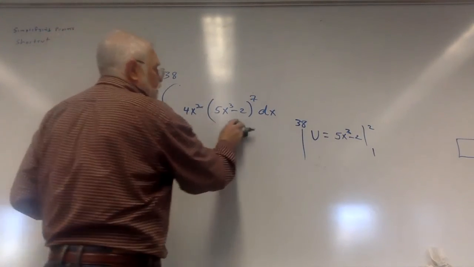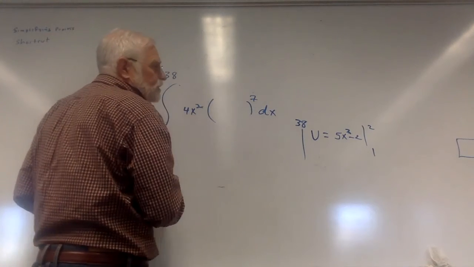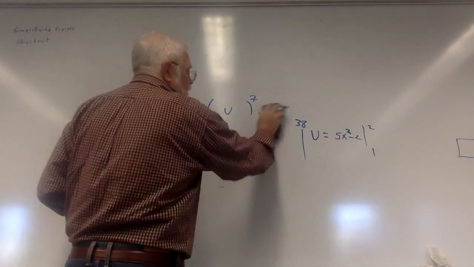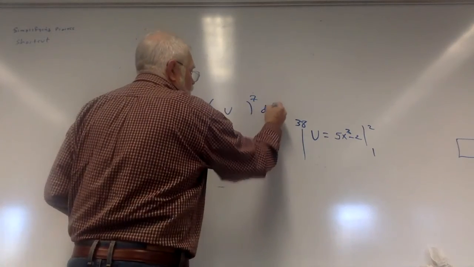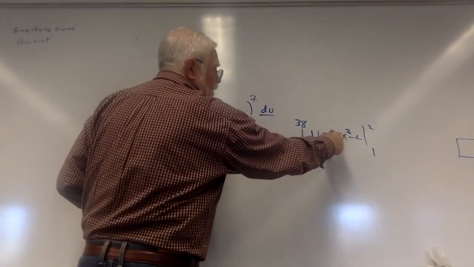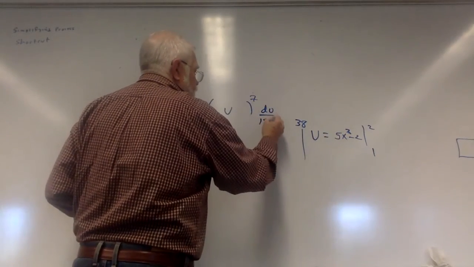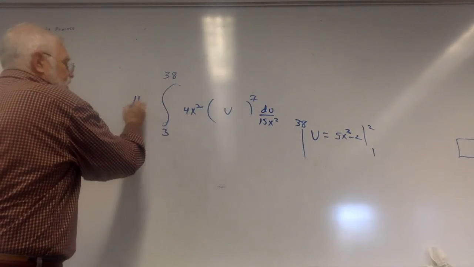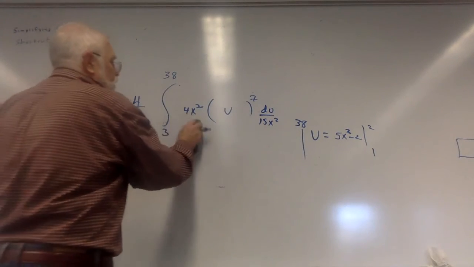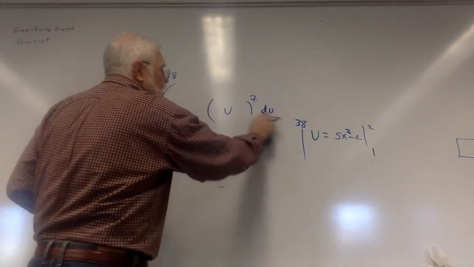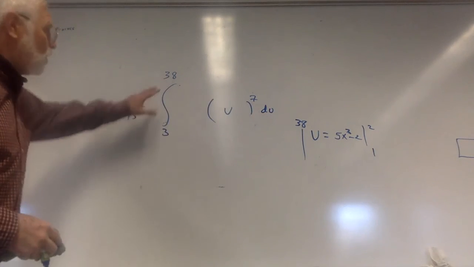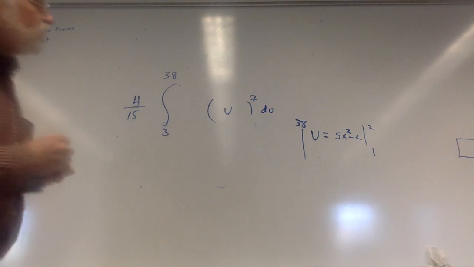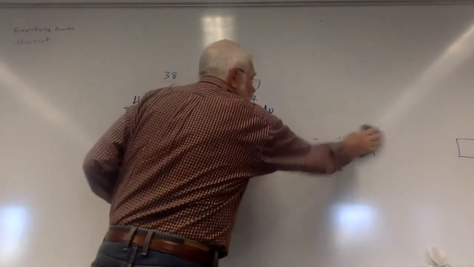So now I've got 5x cubed minus 2, which is my u statement. My dx is going to be du over, what do we have here? 15x squared. Okay, so that means I can take 4/15 out, and the x squareds cancel. And that's my new problem. And that's what I'll want you to write down on your tests and homeworks and worksheets. All right, so that's that.